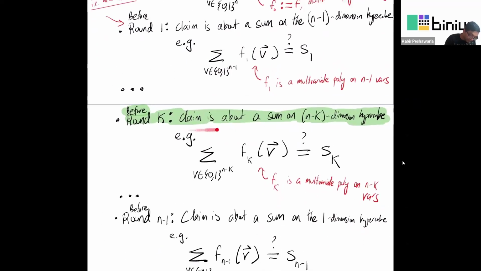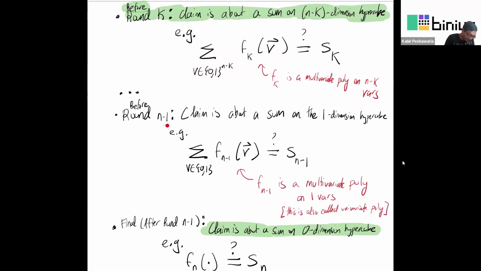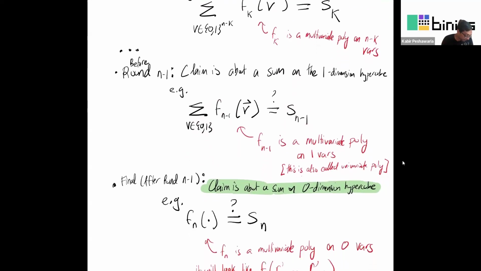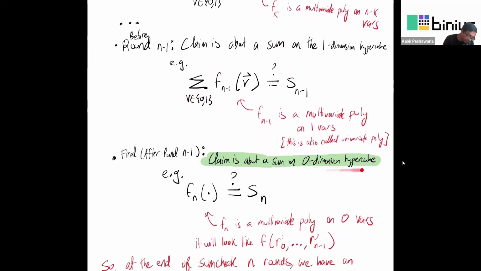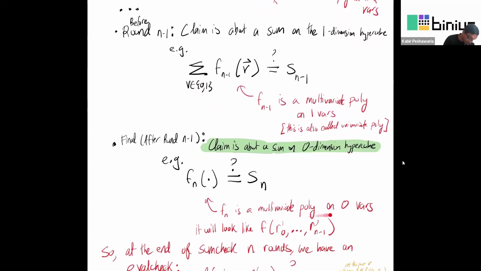At the kth round, the claim is about a sum on the n-k dimensional hypercube. For example, something that looks like this, where F_k is a multivariate polynomial on n-k variables, and this sum over 2 to the n-k terms is equal to S_k. Finally, in the last round, before round n-1, the claim is about a sum on the one-dimensional hypercube. So we have a univariate polynomial, multivariate on one variable, and we take its sum over the one-dimensional hypercube, and we ask whether that's equal to this value S_{n-1}. And finally, we have a claim about a sum on the zero-dimensional hypercube, which is just a multivariate polynomial on 0 variables. There's only one way you can pass in no input. Is that equal to S_n?